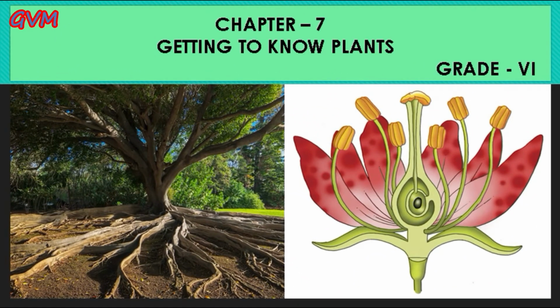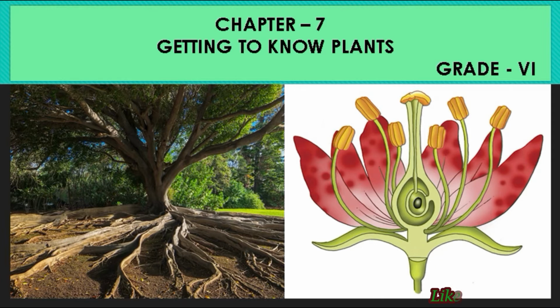This is your science teacher here, and this time I am here with a new chapter of NCERT grade 6, that is Getting to Know Plants. And students, this one is the second part of your chapter number 7.